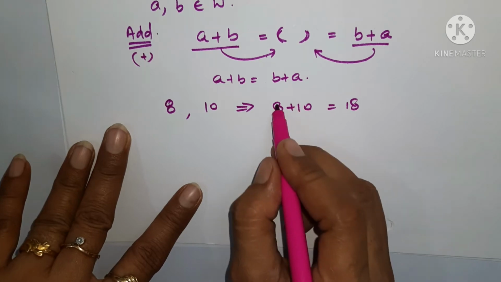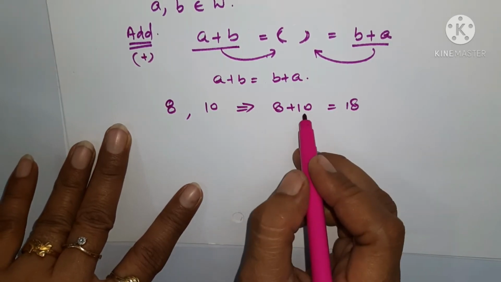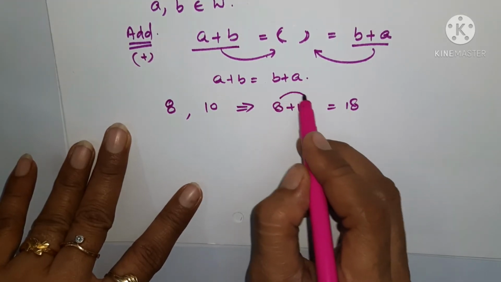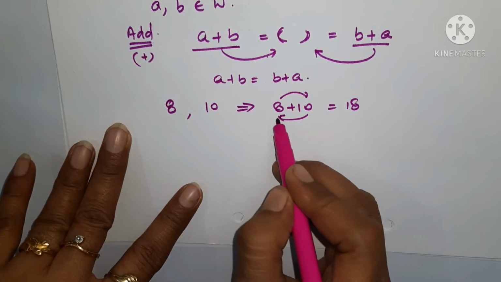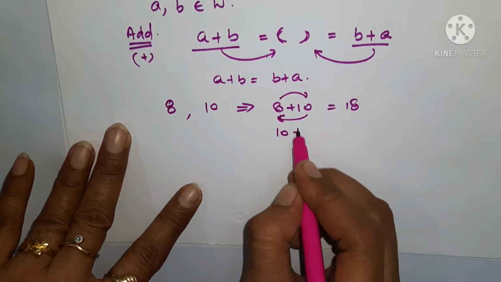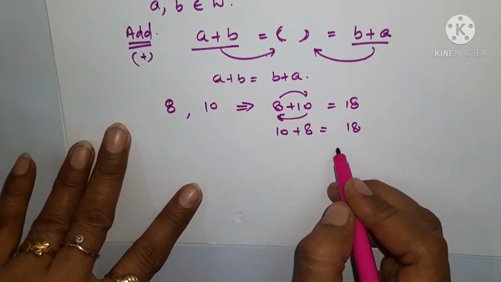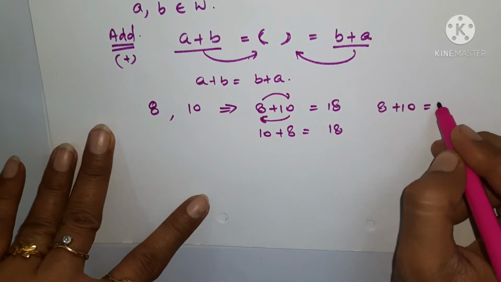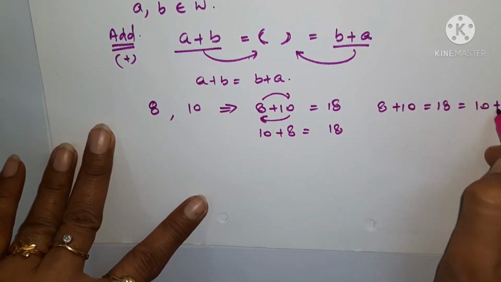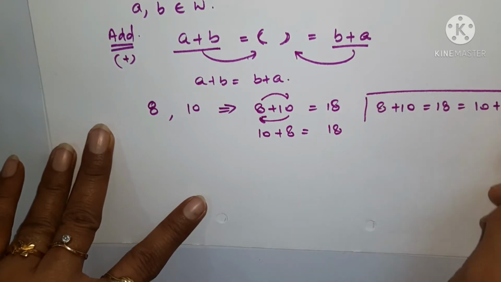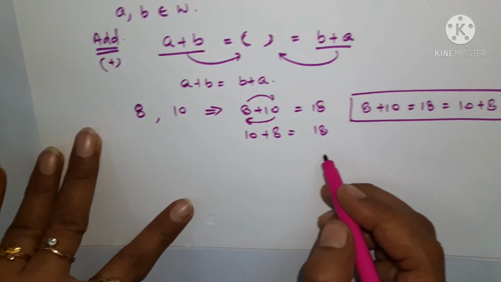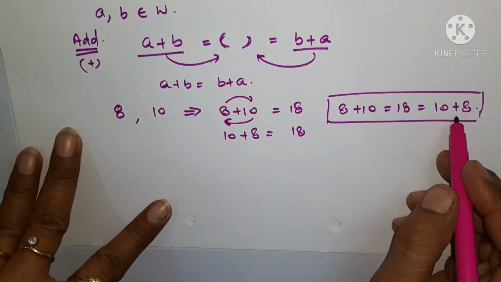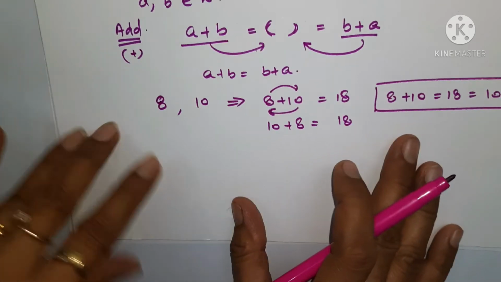Now suppose you change the positions, you just commute the positions. So it is like this, 10 plus 8. Now again you get 18. That is why you can write that 8 plus 10 is equal to 18, which is again equal to 10 plus 8. Understood? This is known as commutative property, that you get the same result after interchange of positions also. Now this is for the case of addition.